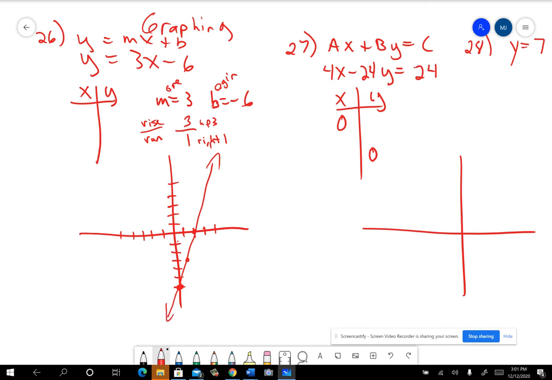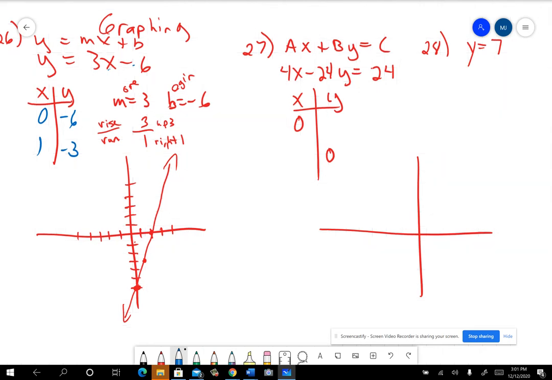All right, if you prefer, you can just plug in like a 0 for x and then get -6, or plug a 1 in for x and 3 minus 6 would be -3. You'd get the same end result, okay? Right now with 27, I probably would not try to solve for the y to get it in mx plus b form. I would just use intercepts. This is using intercepts.